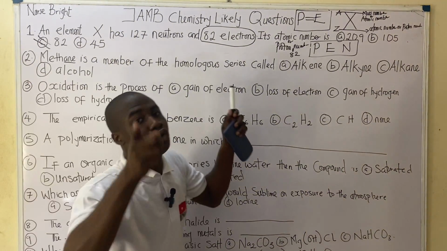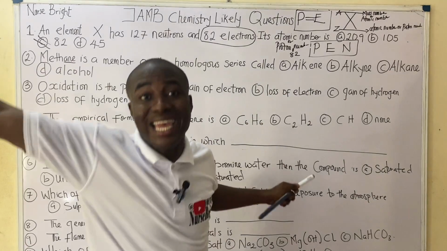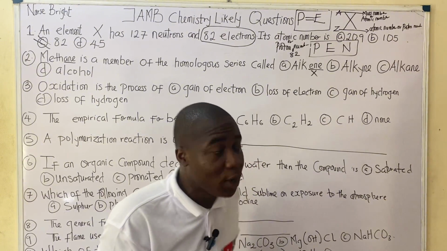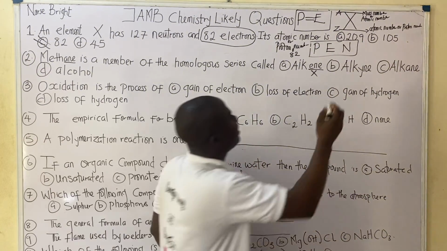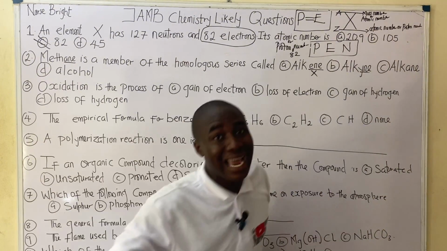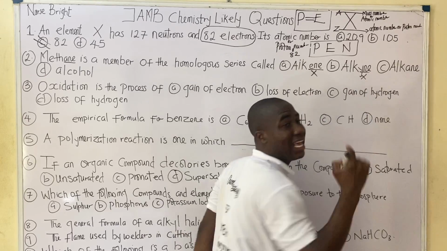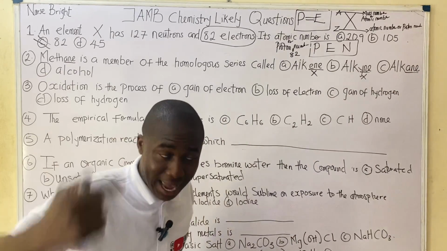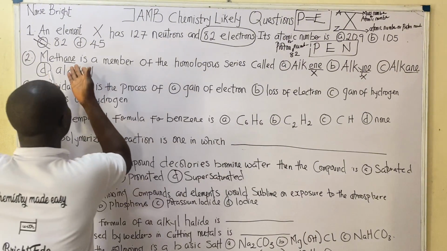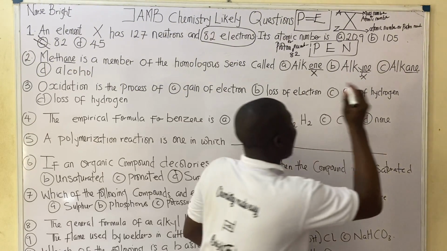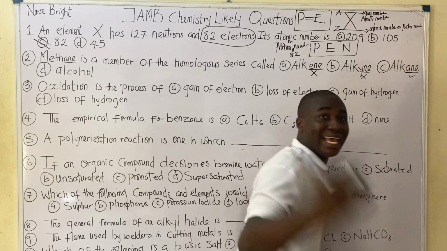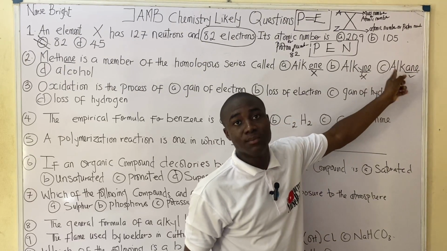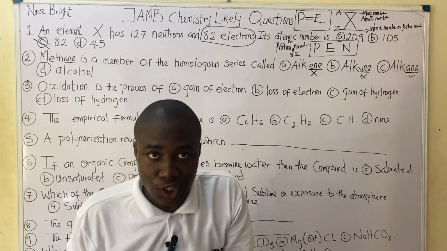A-N-E. So should methane be under the family alkene? No, because methane ended with A-N-E. Should methane be under the family alkynes? No, because methane ended with A-N-E. And lastly, should methane be under the family alkanes? Yes, because methane's name ended with A-N-E. And alkanes, their name ended with what? A-N-E as well. So methane is a family under the alkane series.